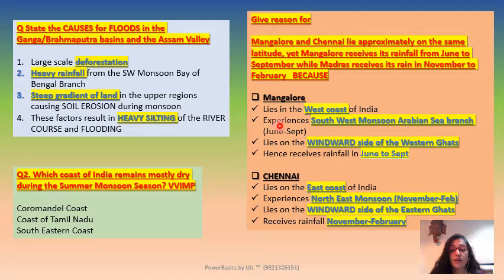So, because Mangalore gets the southwest monsoon Arabian Sea branch rain, it has rain in the summer, which is June to September. Whereas Chennai lies on the windward side of the Eastern Ghats and is getting rain from neither of the southwest monsoon branches, but from the northeast monsoon. Therefore, it receives rainfall in the winter, November to February.